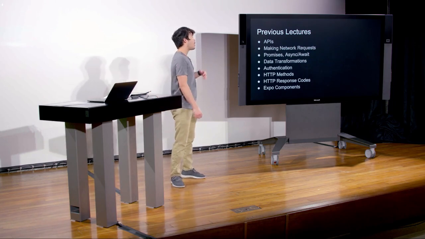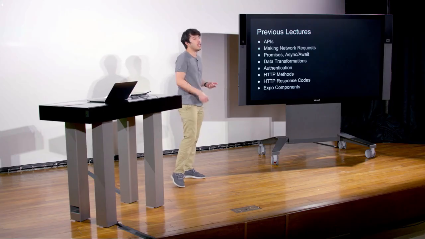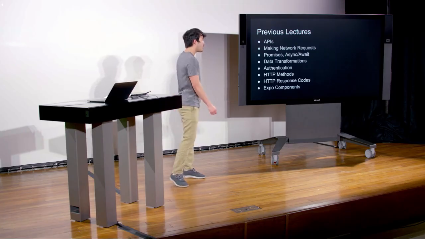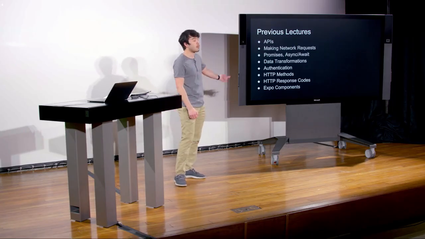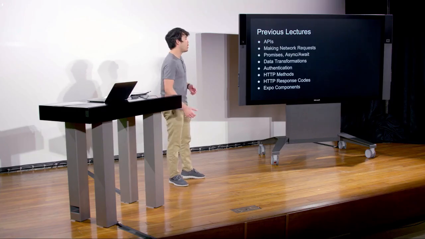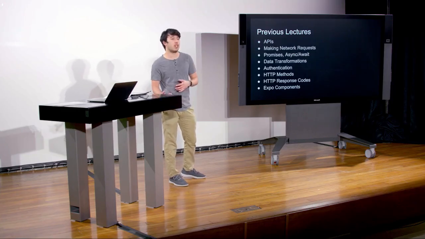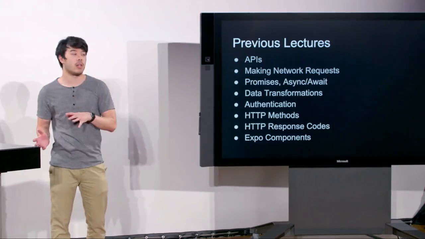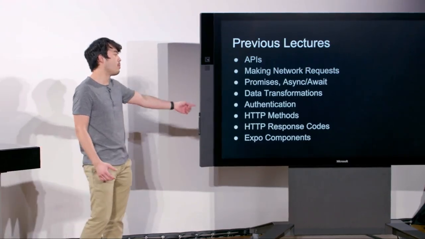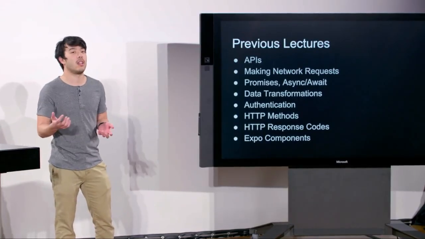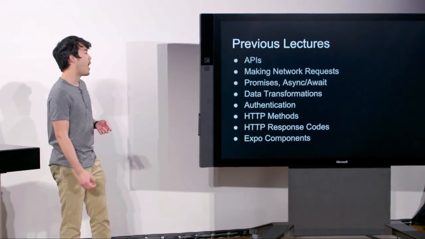We talked about promises and async await, which are basically a couple ways to handle asynchronous actions, namely making network requests. We talked about how to transform data after you get it back from an API. It might not be exactly in the shape that you want. And so we talked about a few different strategies by which we could get it from the shape that it's in from the API to exactly what we want in our application. We then talked about some simple authentication, meaning how do you ensure that users are who they say they are, and how do you let them into your app after that.